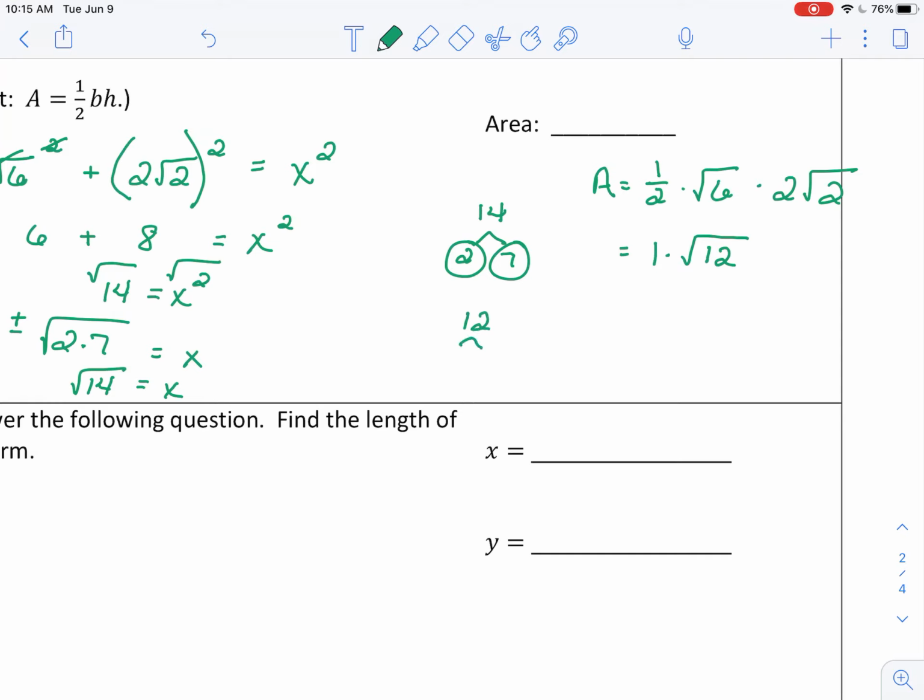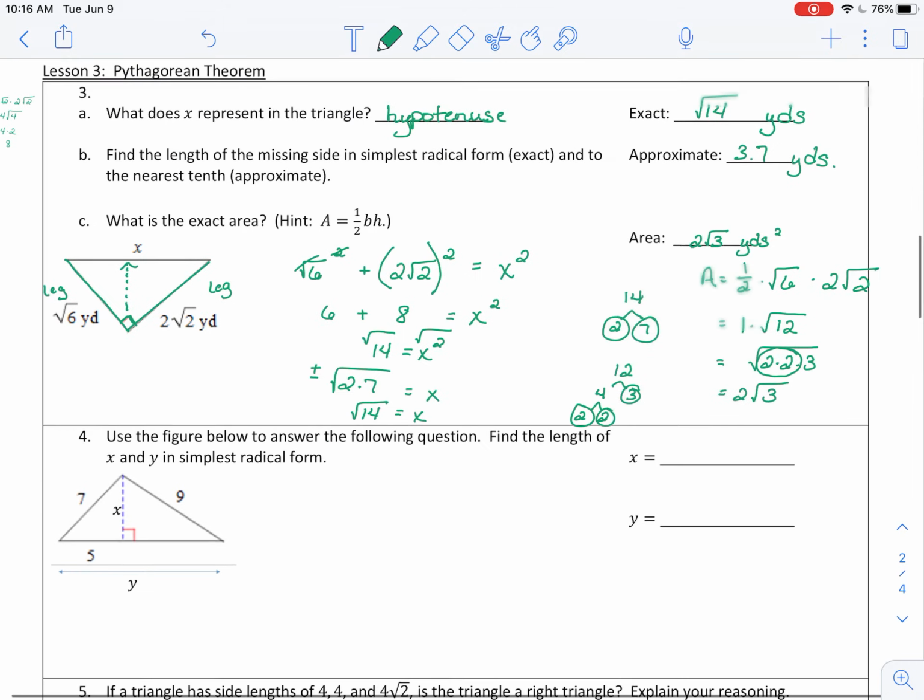I'll come off to the side and make my factor tree of 12, looking for prime numbers. And instead of square root 12, I can write that as 2 times 2 times 3 under the square root. Pairs make perfect squares. 2 times 2 is the number 4. The square root of 4 is a 2. I didn't solve by square root, so I don't even have to consider the plus or minus. My answer is just going to be 2 square root 3. And since this is area, we have square yards. And it says exact area, so I'm not going to pull out my calculator. I don't care about the rounding for this one.